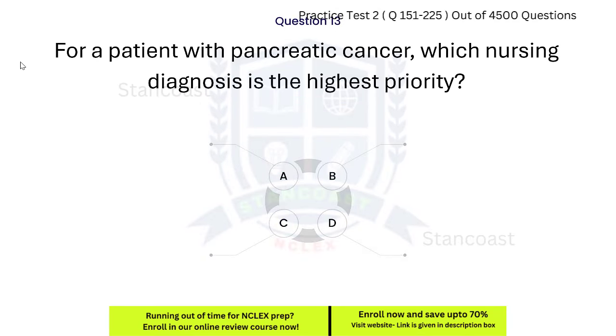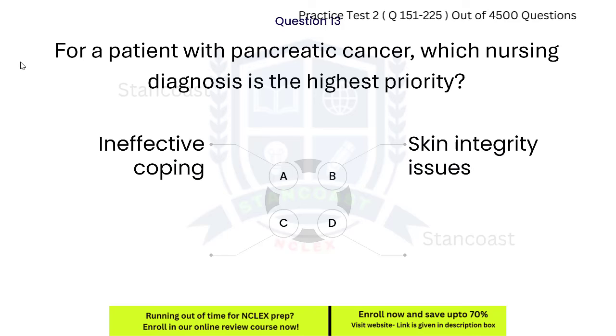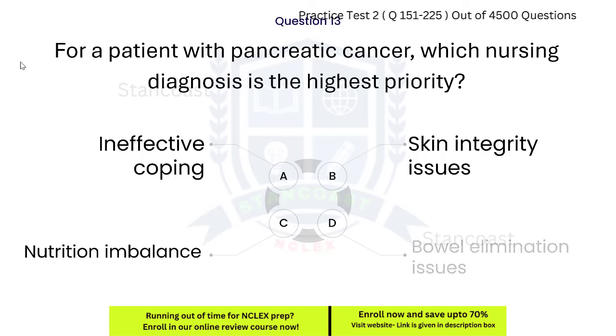For a patient with pancreatic cancer, which nursing diagnosis is the highest priority? A. Ineffective coping. B. Skin integrity issues. C. Nutrition imbalance. D. Bowel elimination issues. Consider the primary concerns for a patient with this condition.